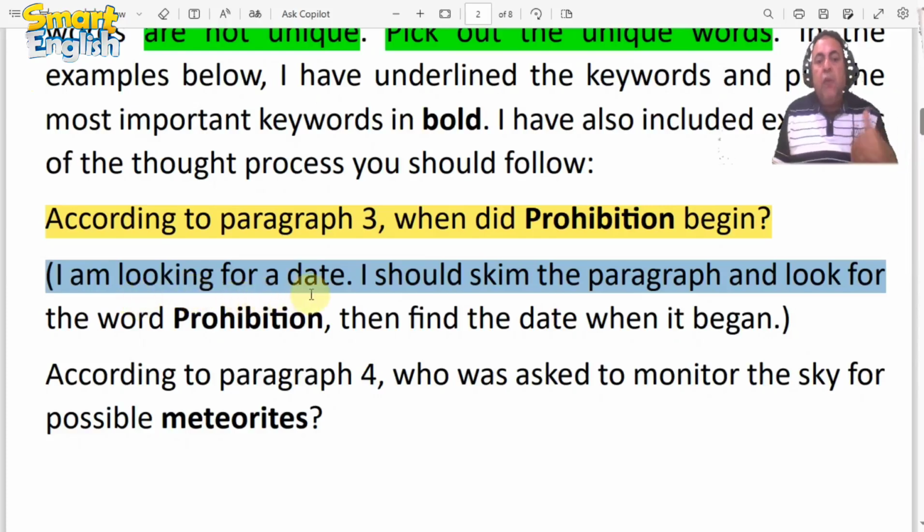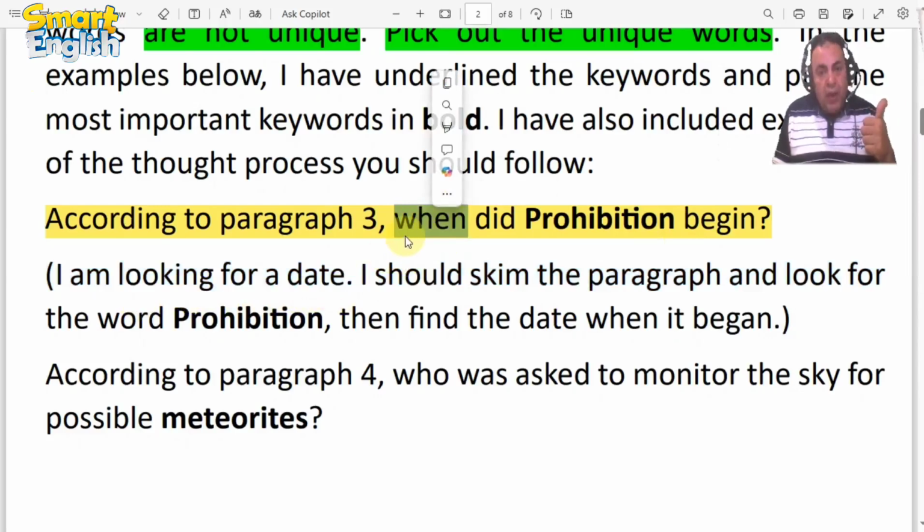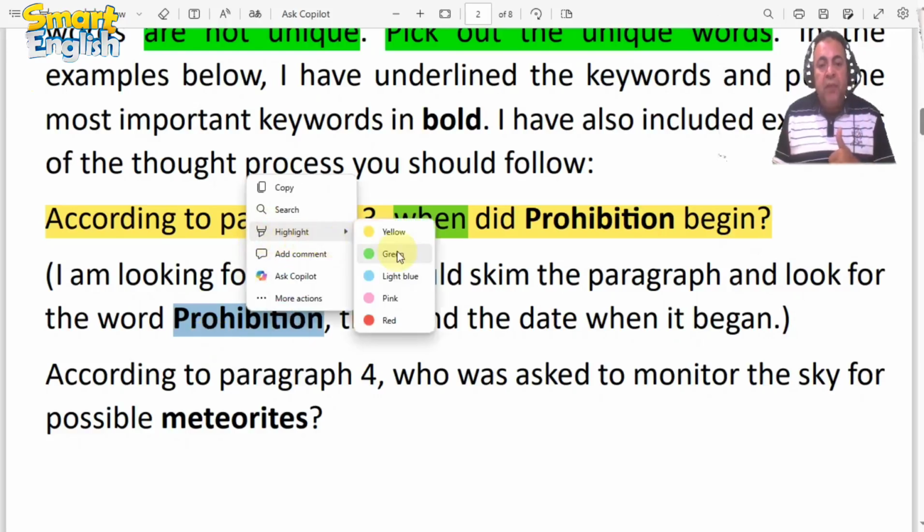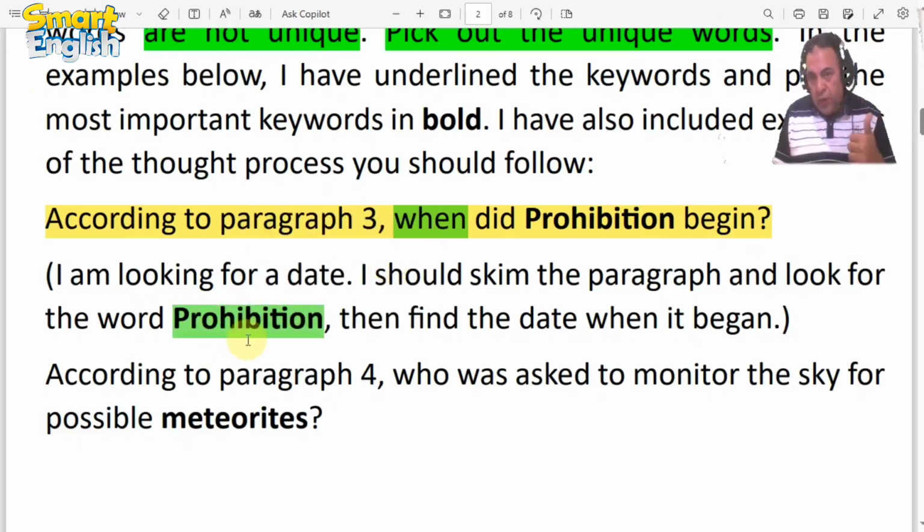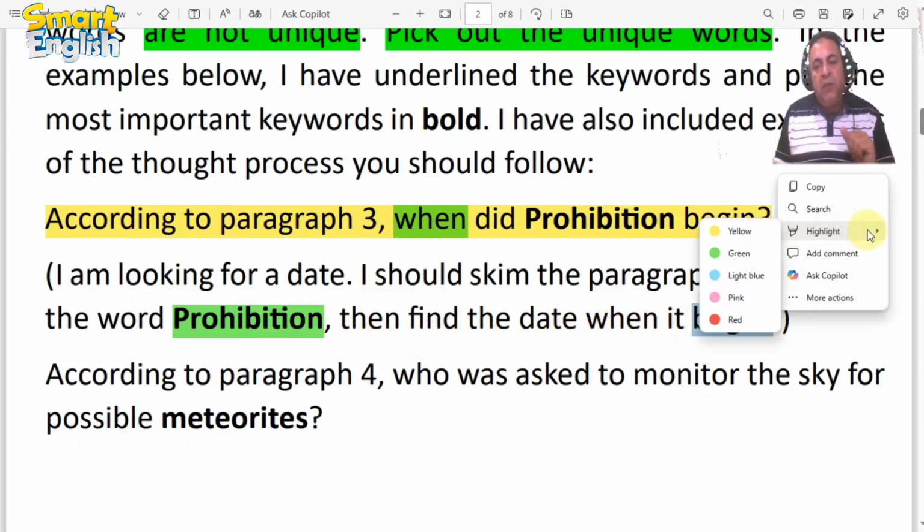I'm looking for a date, okay? Because he asks you about when. This keyword is very important, this word, when, because you are asking me about a date. I should skim the paragraph and look for the word prohibition. And this is a very common keyword in this question, okay? It's obvious that prohibition is a unique word, okay? Then find the date when it began, okay? And this is also the verb began.